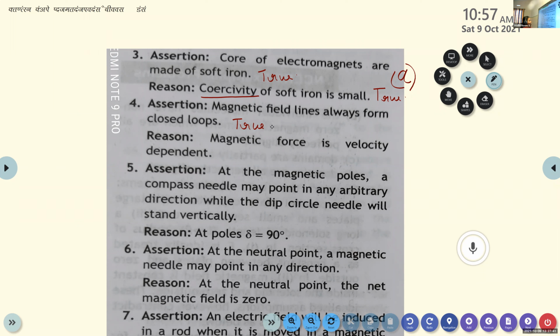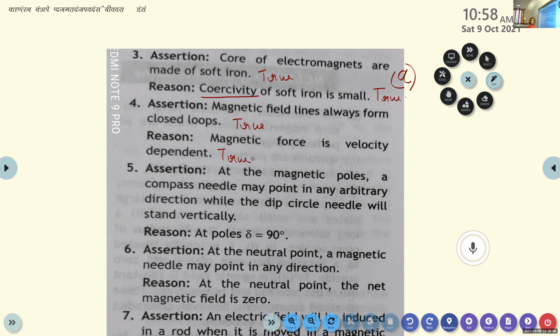Sania, what do you think? Magnetic force is velocity dependent or independent? True, ma'am. Equation? Minus qvB cos theta. Okay. Here the magnetic force is actually velocity dependent. It is a true statement.